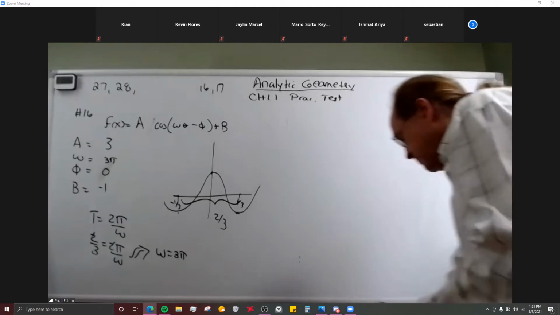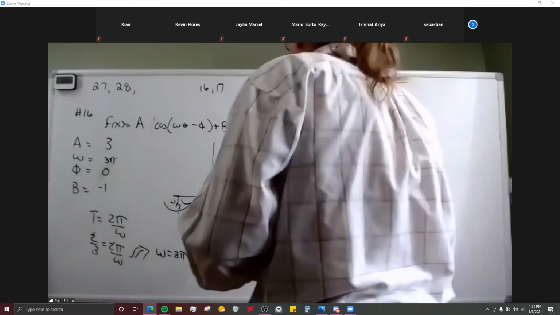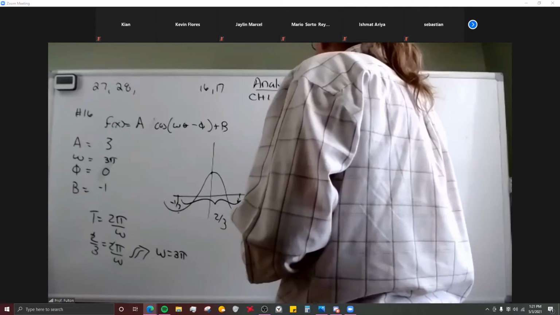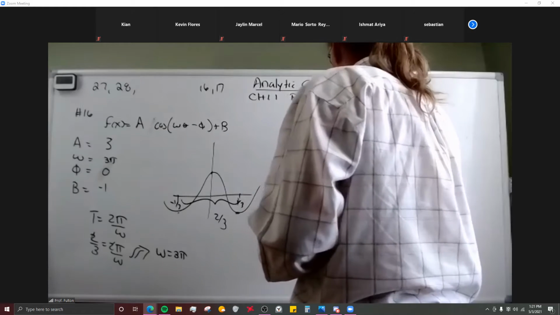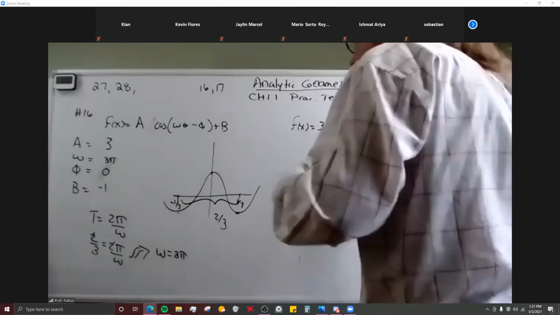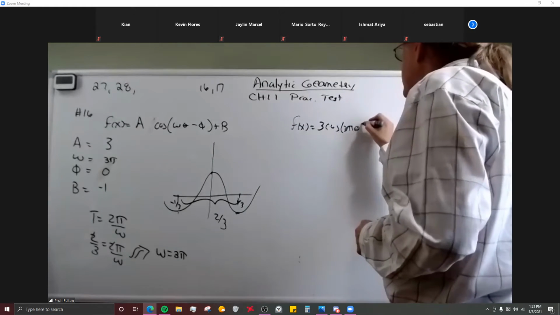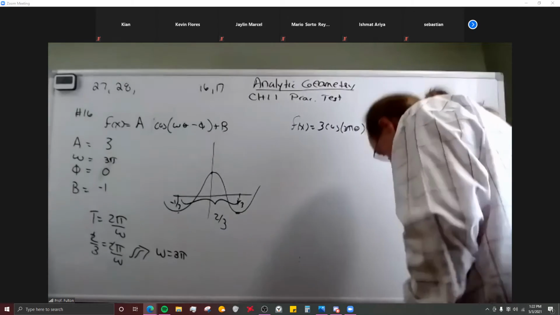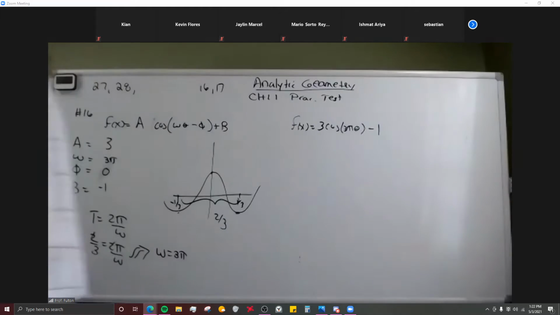If you have the time, do it. You may come back and do it if you feel like you don't have enough time. But this is the model for it. So it's 3 cosine 3 pi x, or theta, I'll put it as theta, and minus 1. So let's plug that in and see, does it give us that picture we were just looking at?